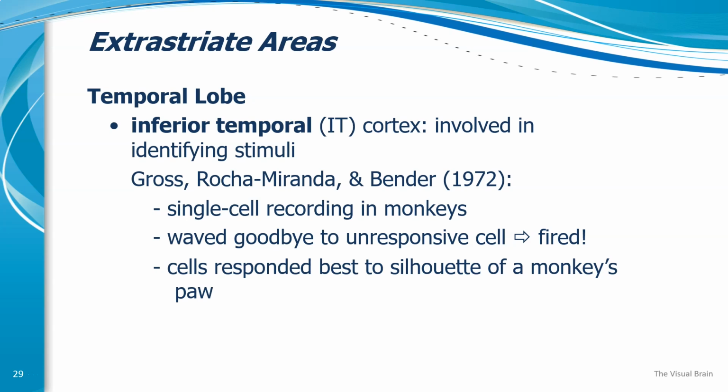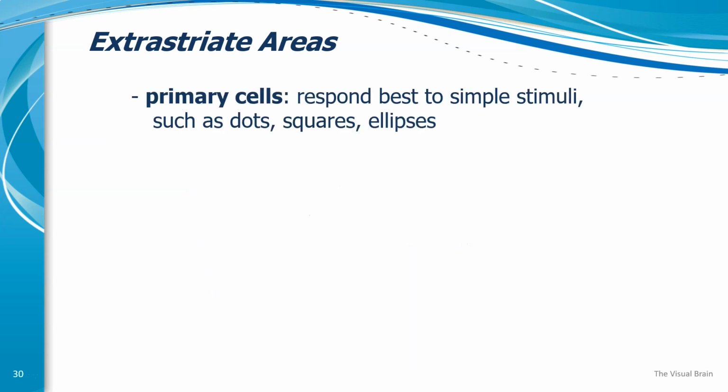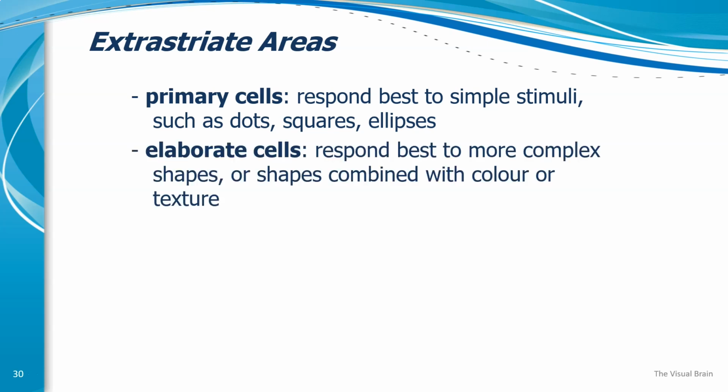Now, further research following on determined other kinds of cells called primary cells. Already, I don't like this naming scheme. Oh, dear. Primary cells respond best to fairly simple stimuli like dots, squares, and ellipses, just geometric shapes. Probing further, do you see where this naming scheme is going? Elaborate cells that respond to more elaborate things, more elaborate shapes, or shapes of a particular color or a particular texture.